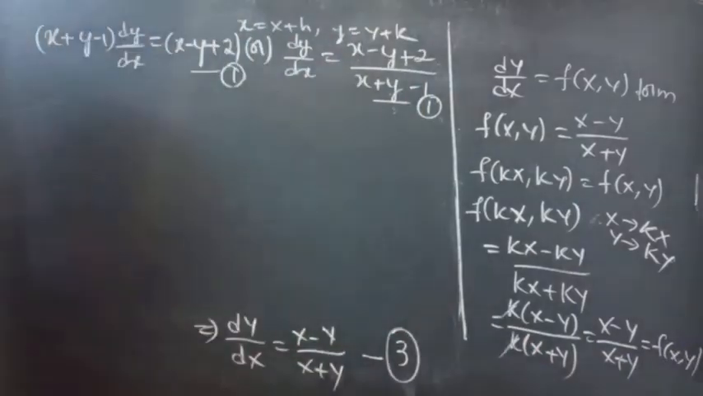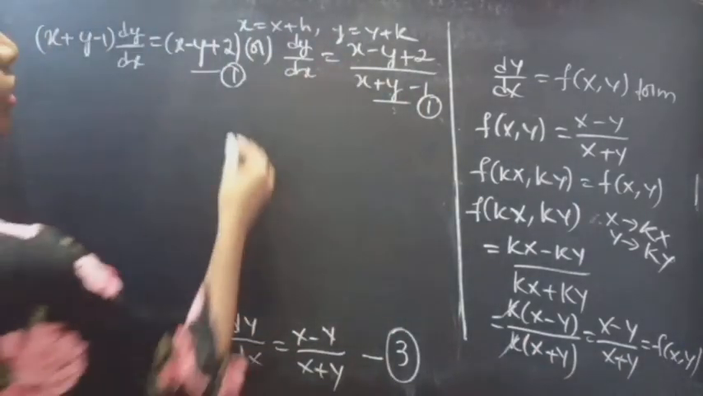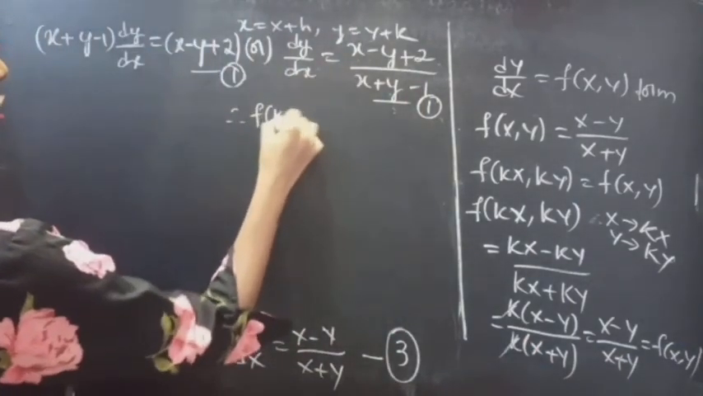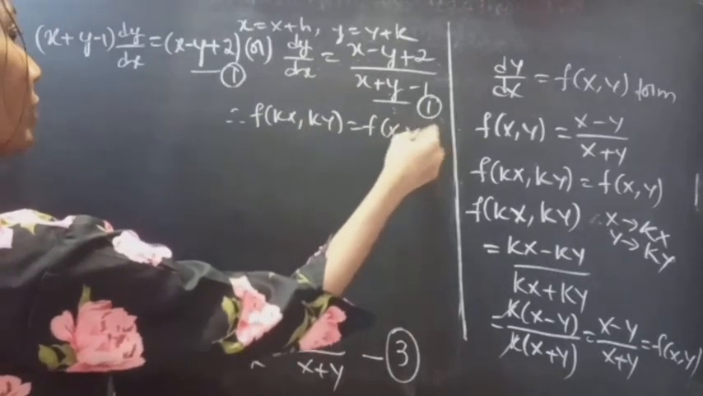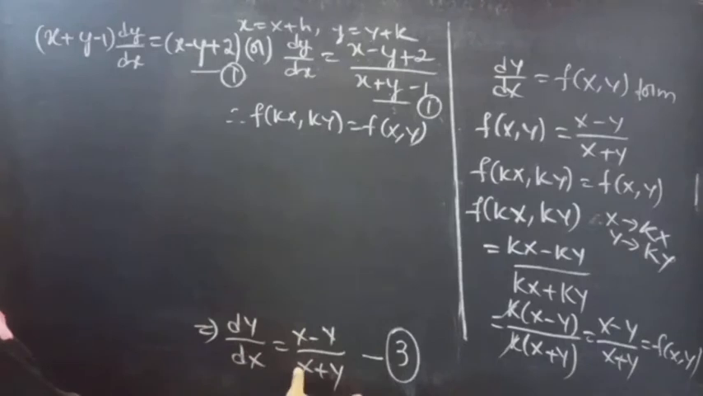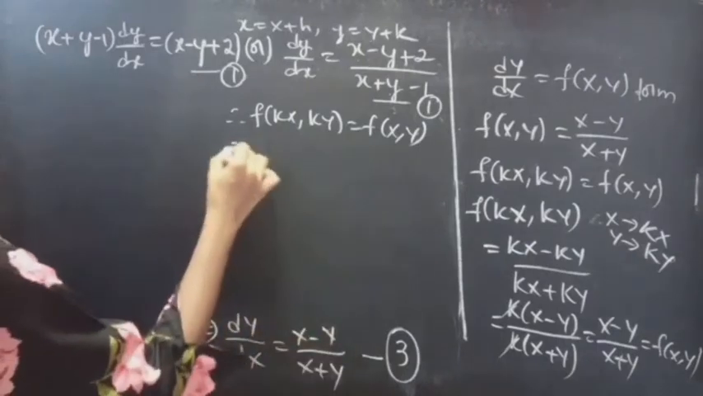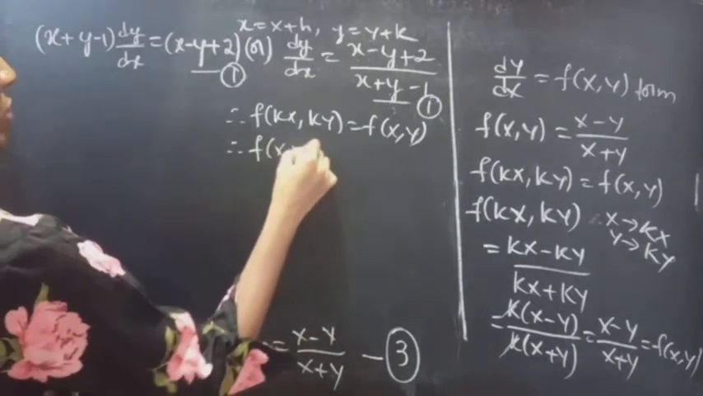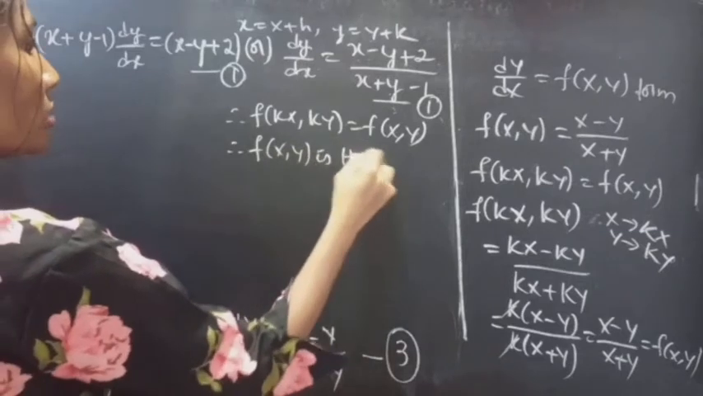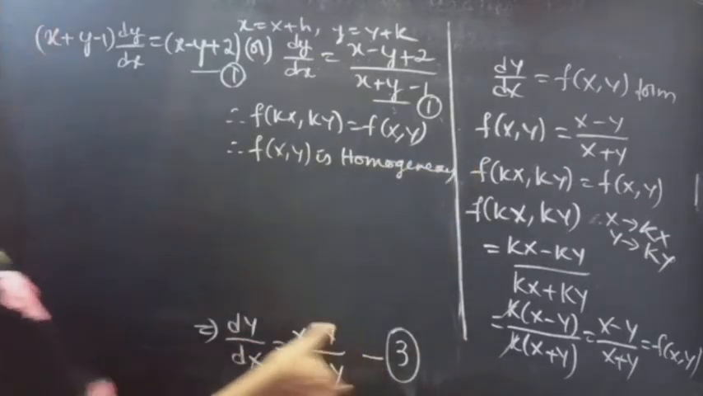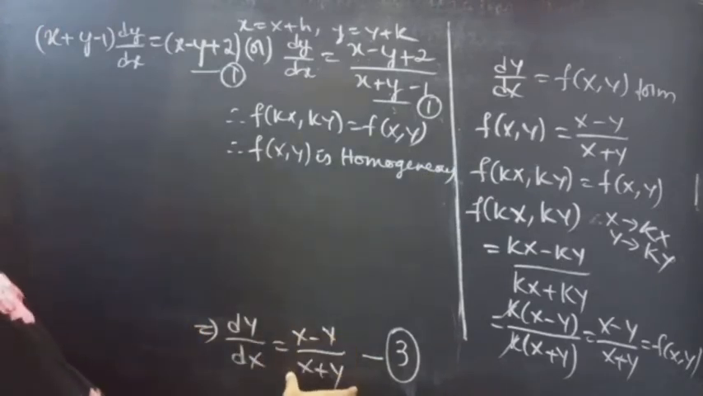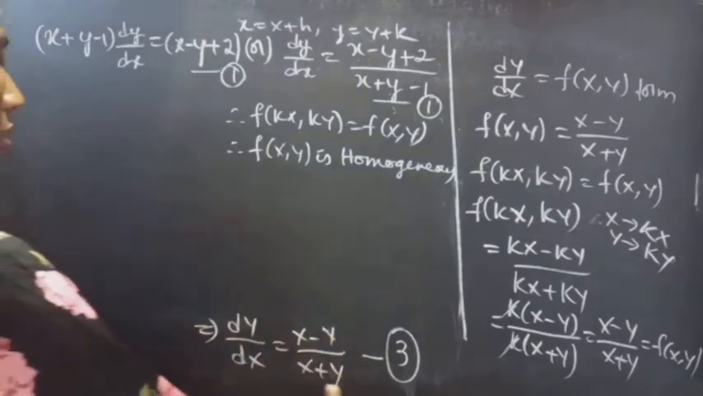So from this we can say that f of kx, ky equals f of xy. From this we can say that this function is a homogeneous function, right? Therefore f of xy is homogeneous. Then the differential equation involving a homogeneous function is called a homogeneous differential equation.